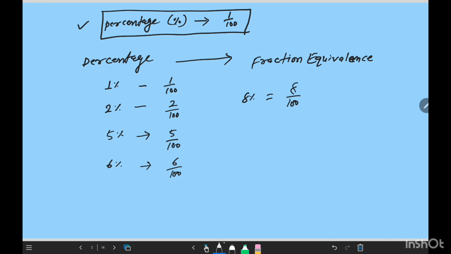Now further, if we want to write a fraction first and then we want to convert it into a percentage, right? How can we do that? See, some number which is written in the form of 1 upon 2, then how can we do that? We need to multiply this number with 100. So 1 upon 2 multiplied by 100%. That means this is 50%, right?